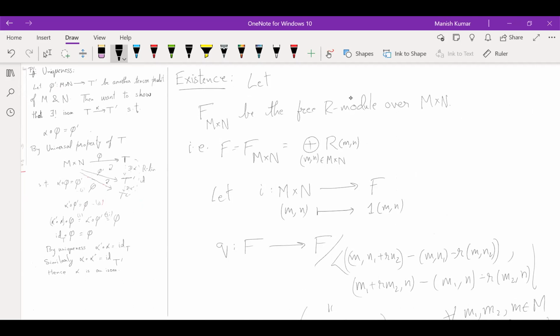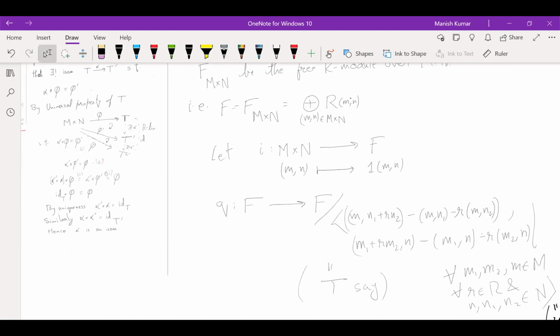Of course, you can take the inclusion map. This is not R-linear. This is a set map. You send m comma n to 1 times m comma n in this free module. Once we quotient out F by the right submodule, this will become R-bilinear. We don't really want an R-linear map from M cross N to the tensor product. We want a bilinear map. So that's why we will have to do something to F.